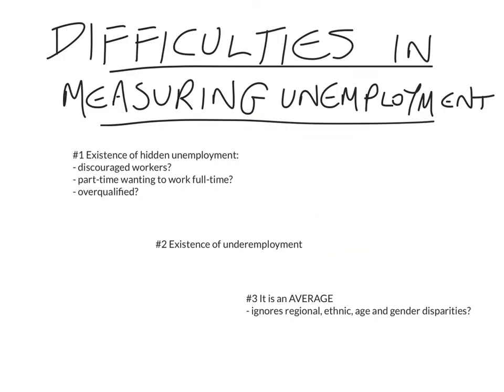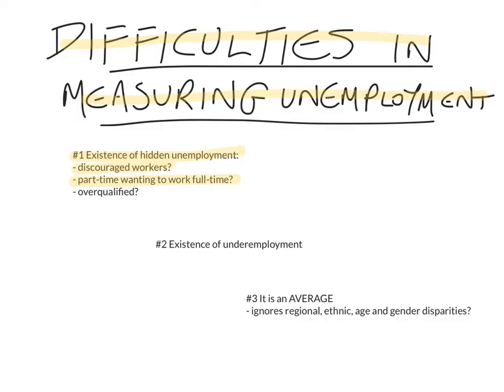Now, obviously, measuring the unemployment rate, especially in a country that has a very big population, like, say, China or the United States, there are obviously some difficulties in measuring unemployment. It's not a very easy thing to measure. The first difficulty is the existence of hidden unemployment. There is unemployment that is hidden. For example, discouraged workers, those who have given up on searching for a job. According to the definition of unemployment, they wouldn't be considered unemployed, but some people might argue that they should be considered unemployed.